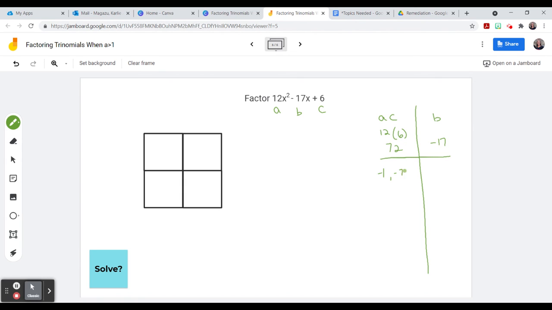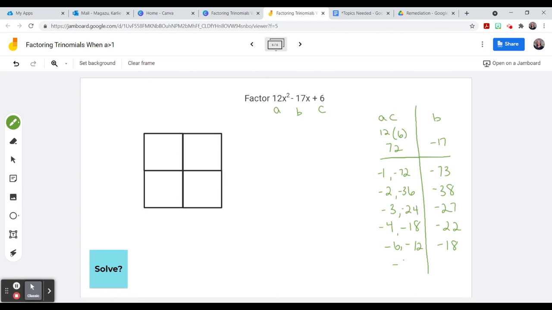So negative 1 times negative 72 gives me negative 73. You're not it. Negative 2 times negative 36 gives me negative 38. Not it. Negative 3 times negative 24, negative 27. We're getting a little closer here. Negative 4 times negative 18 also works, and that gives me negative 22. And then I could also have negative 6 times negative 12, but that gets me a negative 18. Oh my gosh, we're so close!